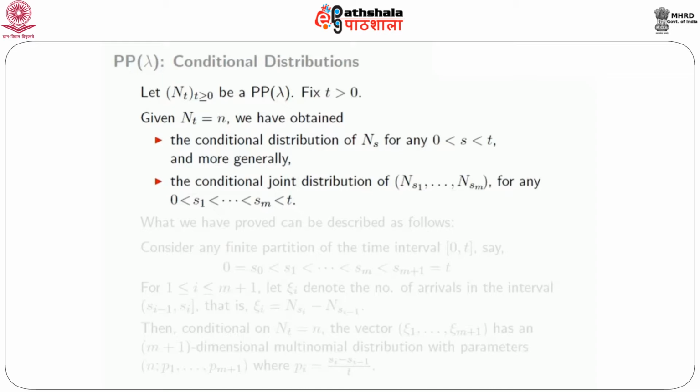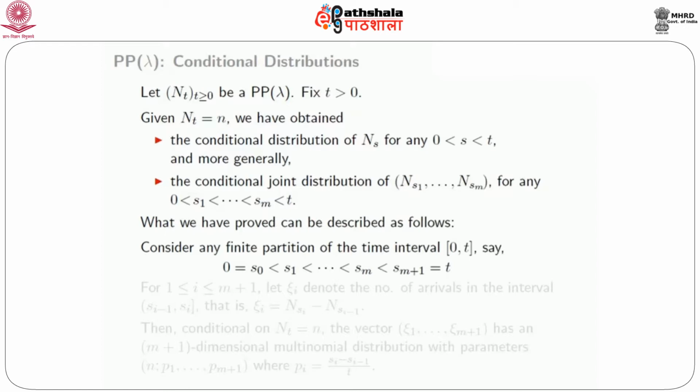As you remember, conditional distributions given the number of arrivals up to and including time t. So let Nt as usual be a PP(lambda), fix t positive. We already obtained some conditional distributions given Nt equal to n. So what are the things that we have obtained? We obtained, given Nt equal to n, the conditional distribution of Ns for any s less than t, and more generally for s1, s2, ..., sm, m many time points less than t. We have obtained the conditional joint distribution of Ns1, etc., Nsm.